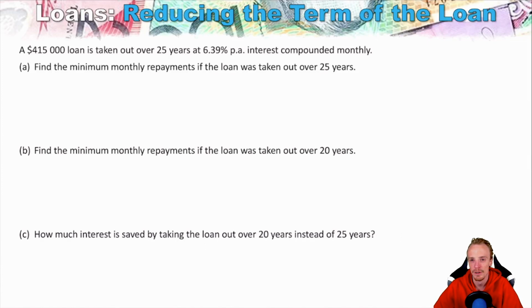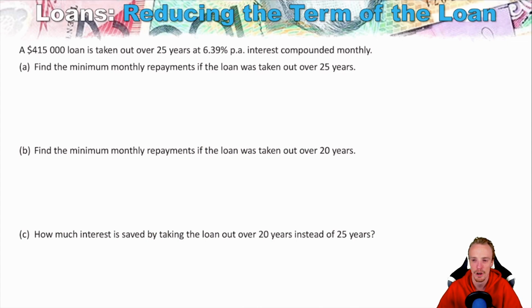So the next strategy we're going to have a look at, that aims to reduce the total interest that you're accruing over the term of a loan, is to actually reduce the term of the loan itself. So when we talk about reducing the term of the loan, that's how long we're taking to repay that loan.